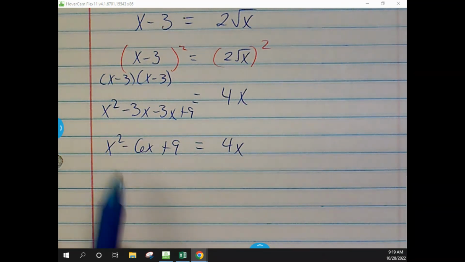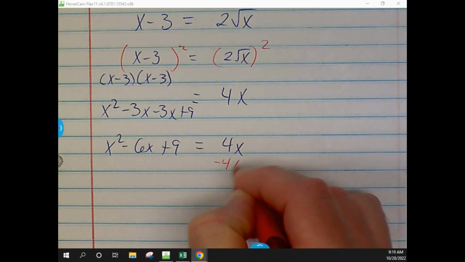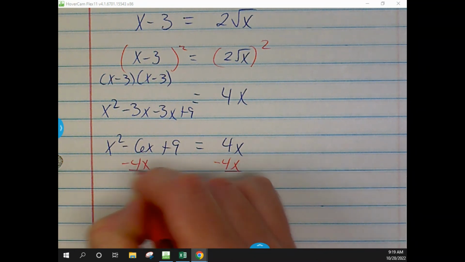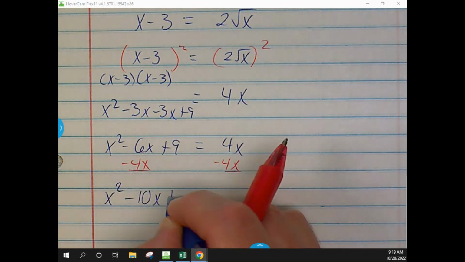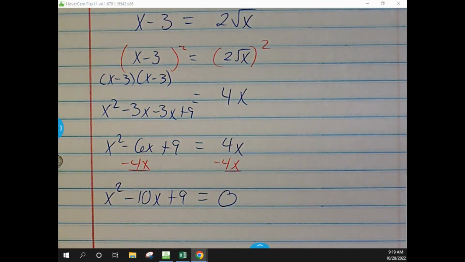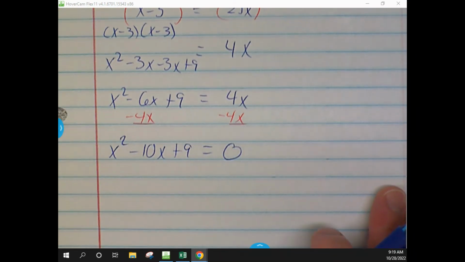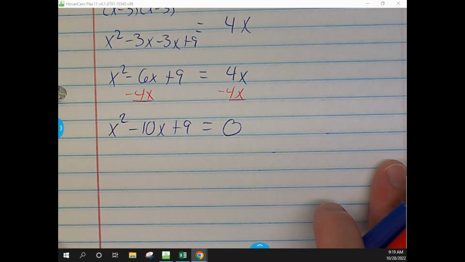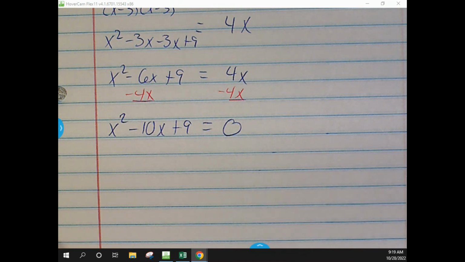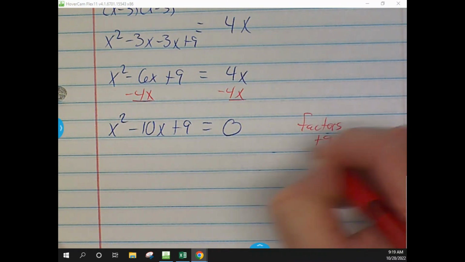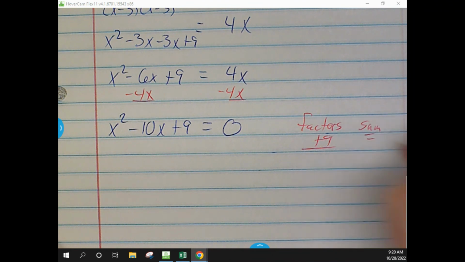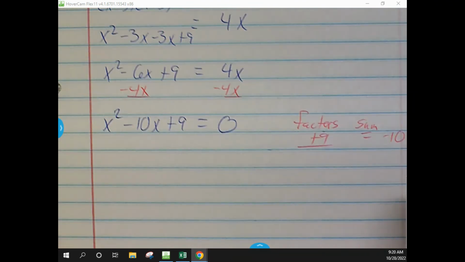Okay. And we've got the trinomial here. We've got the one term over here. So let's move it over to the left-hand side so that it will look like a regular trinomial that's equal to 0. And now we're back to where we were in the previous problem. We've got a trinomial equal to 0. So we want the factors of positive 9, where the sum is going to equal negative 10.